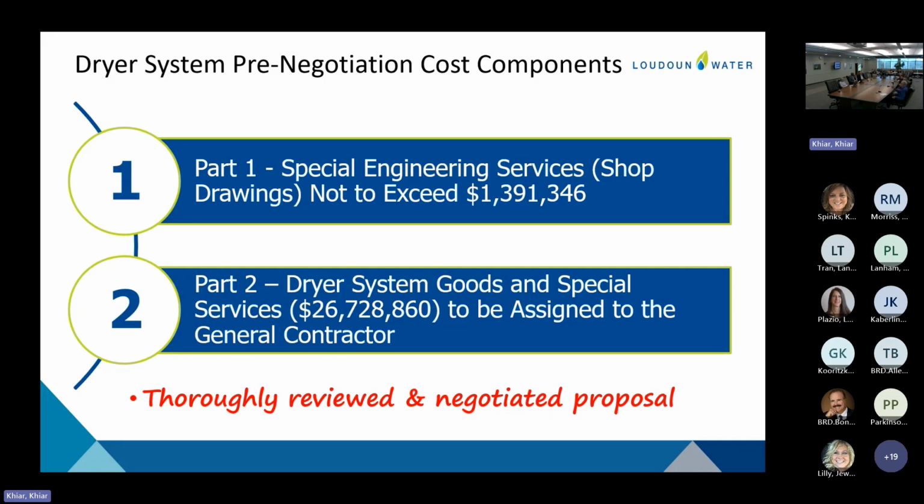On part two, it was very comparable to the original proposed amount. Again, I mentioned that there were some things that we added to promote longevity. I'll give you a quick example, bearing life. Andritz offered 50,000 hour bearing life. We said we need 100,000 hour bearing life to give us that longevity, to make sure that we have that time under our belt before we're doing major rebuilds, because it's a new system to Loudoun Water, and so we want to get acclimated to it before that kind of maintenance.